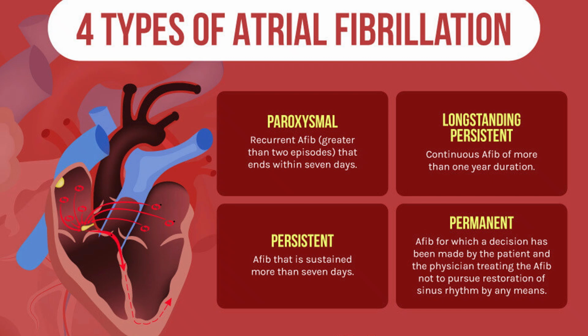And then we call it permanent AFib when a decision has been made between the physician and the patient that they are no longer trying to restore normal sinus rhythm, but they are going to focus on supportive care for that AFib. So they've tried various different treatments, and regardless, the patient keeps transitioning and staying in AFib. So now the goal is no longer rhythm control. It's going to be things such as rate control and anticoagulation.